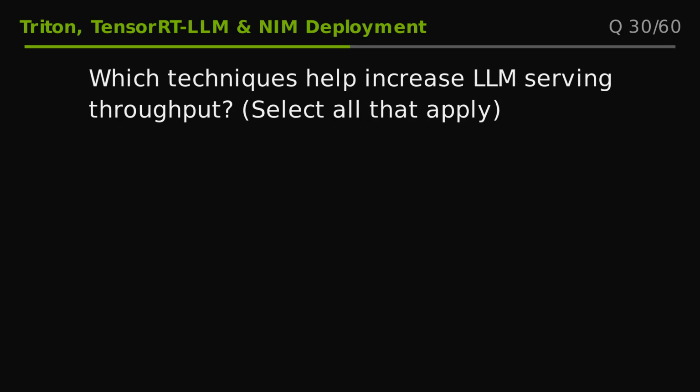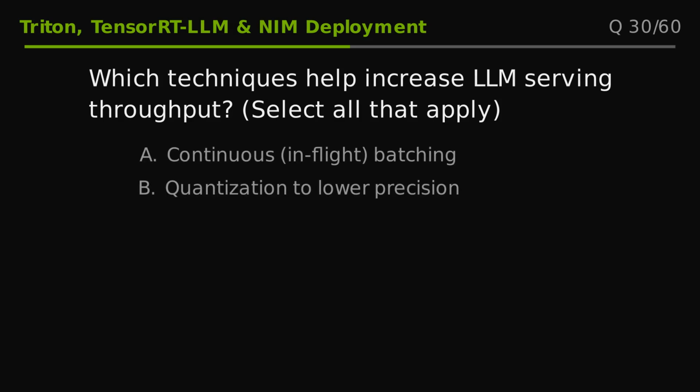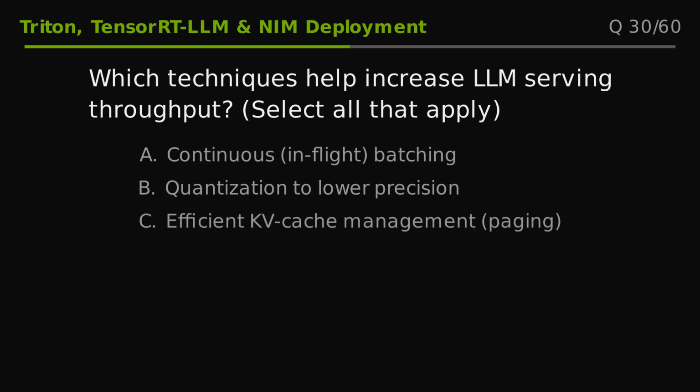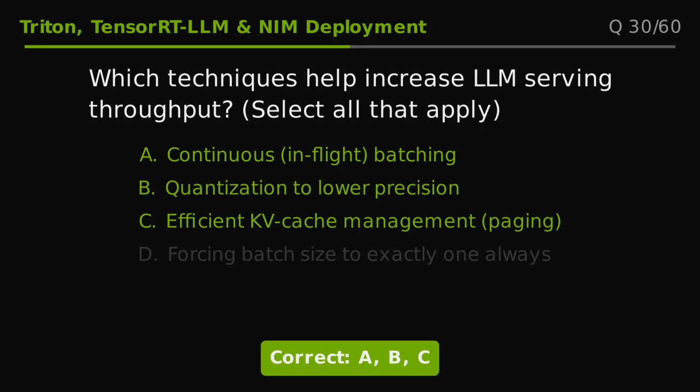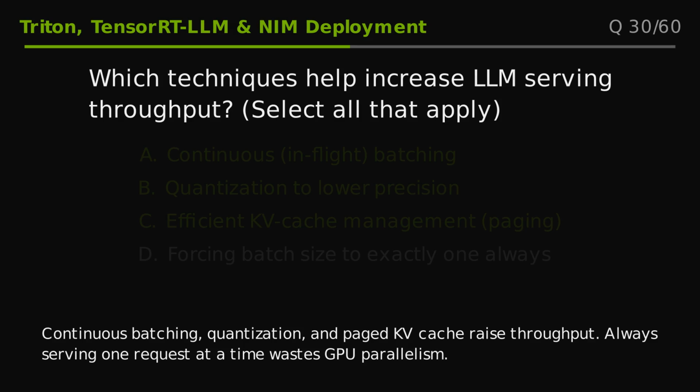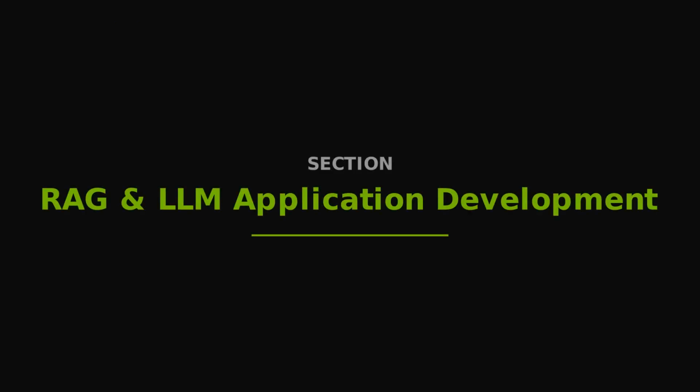Question 30. Which techniques help increase serving throughput? Select all that apply. Option A. Continuous in-flight batching. Option B. Quantization to lower precision. Option C. Efficient KV cache management, paging. Option D. Forcing batch size to exactly one always. The correct answers are A, B, and C. Continuous batching, quantization, and paged KV cache raise throughput. Always serving one request at a time wastes GPU parallelism. Next section. RAG and LLM application development.